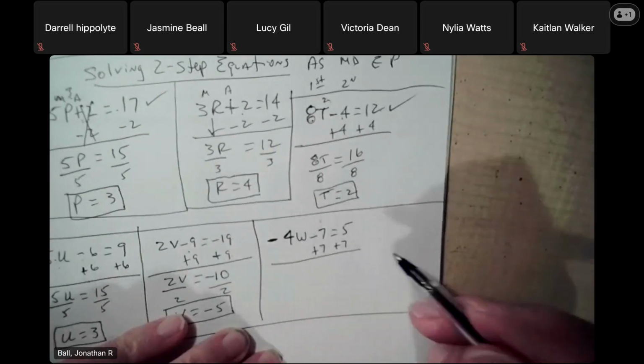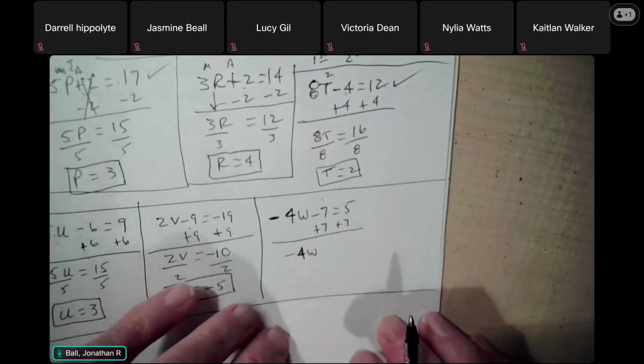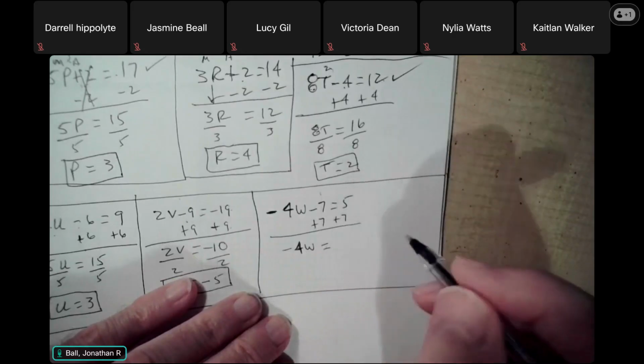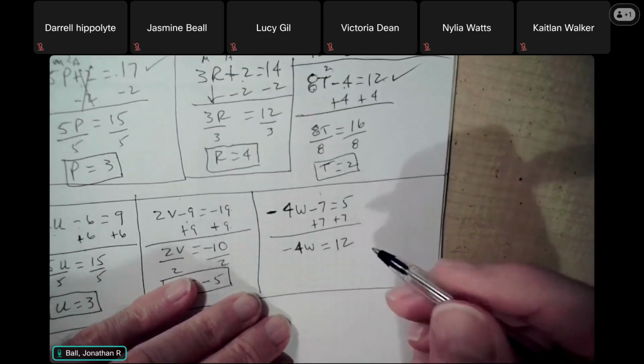Add 7 to each side, get negative 4w equals, what is it, 12? Something like that. Well, the older I get, the worse my handwriting gets. It was already terrible to begin with.